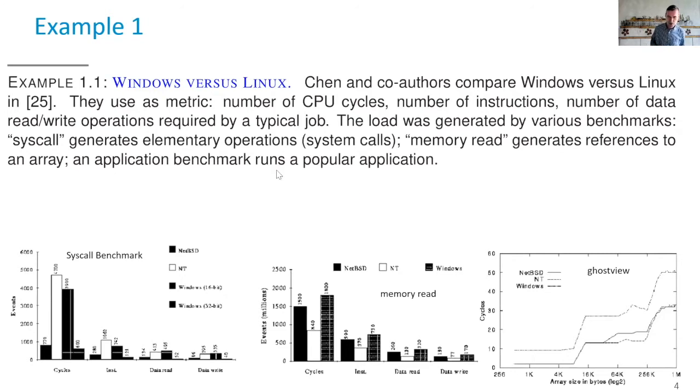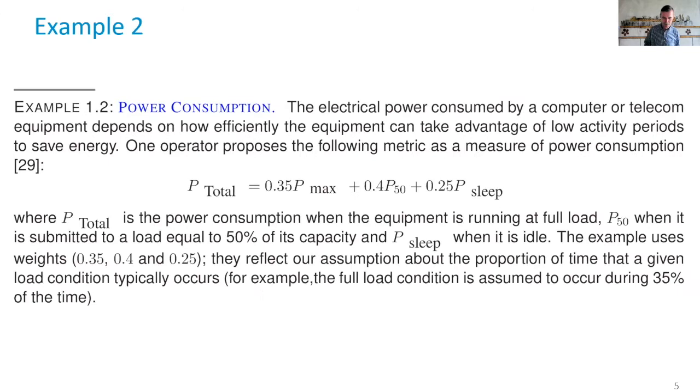Here's an answer given by one paper that I cite in the lecture notes. Those people, Chen and his co-authors, compare Windows versus Linux. They use as metrics the number of CPU cycles, number of instructions, and number of data read-write operations required by a typical job. And the typical job was generated by various benchmarks. That's what you can read as a summary of this performance evaluation study.